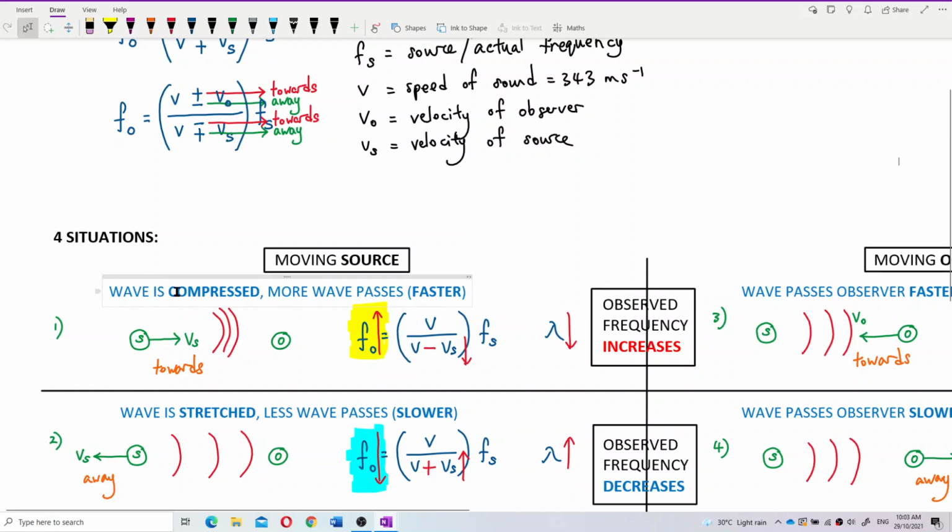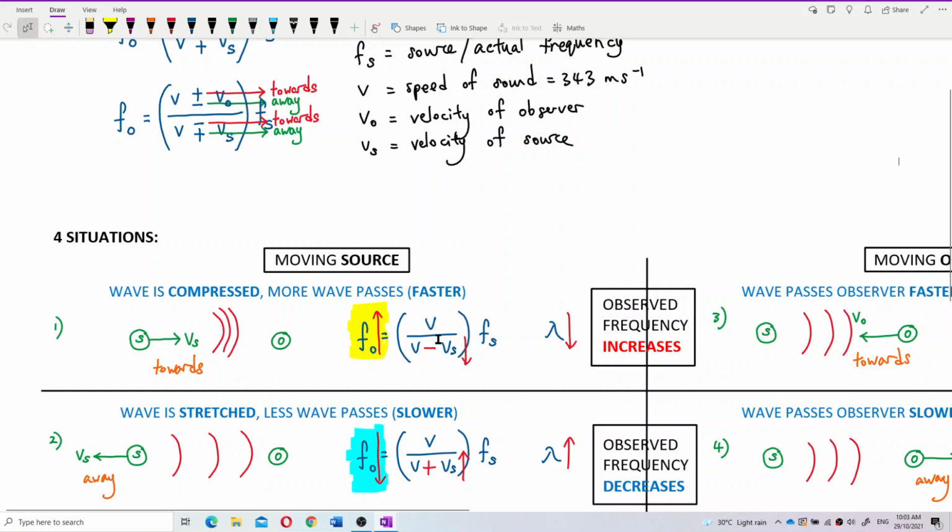But our concept is, just remember this concept. When the source is moving towards the observer, the wave is being compressed. When the wave is being compressed, that means more waves pass through the observer faster, so the frequency observed should increase. So to increase the observed frequency, the value below here needs a negative sign, you need to minus a certain value, then only the value below decreases.